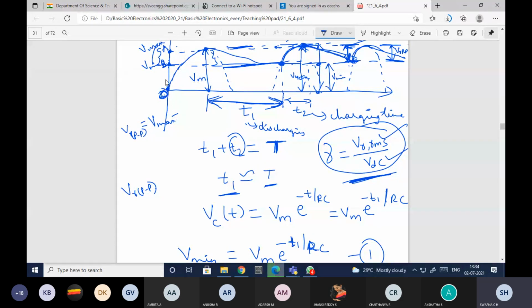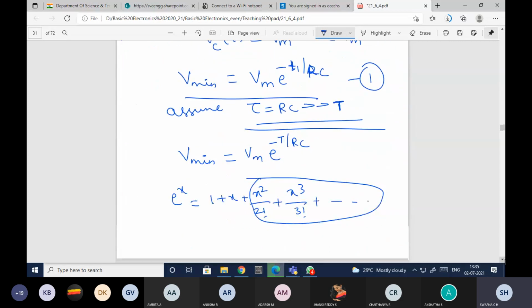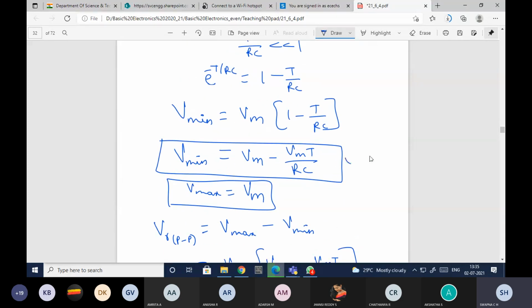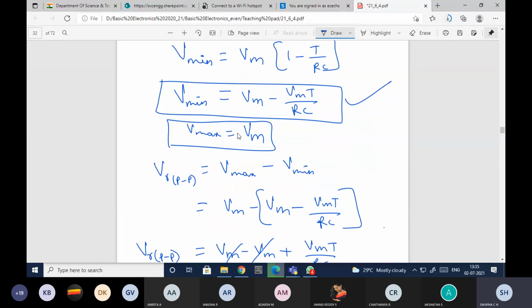OB is nothing but the minimum voltage across the capacitor. From here to here, whatever voltage I am getting in the capacitor, that is the minimum voltage, given by V minimum. Using V maximum and V minimum, I have shown you how to calculate V minimum. This is the equation we have got for V minimum, and V maximum is Vm. By using V minimum and V maximum, we have got VR peak to peak. So VR peak to peak is obtained.